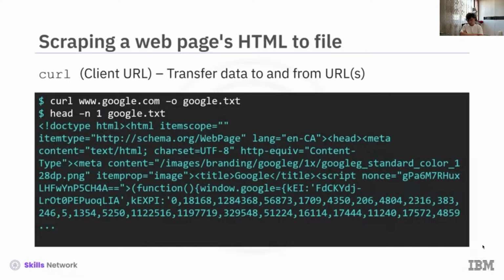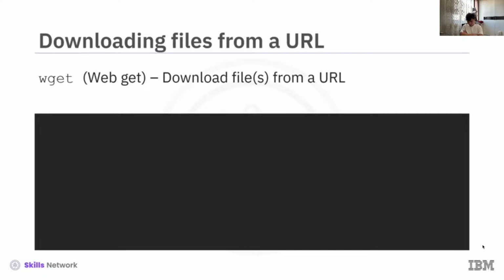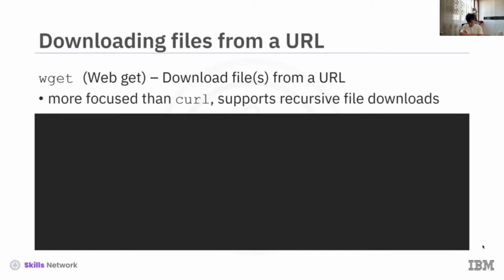Similar to curl, the wget command is used to retrieve files located at a URL. Wget is like curl in that it can retrieve a file located at a URL or the HTML code for a web page, but it's more specialized in its protocol support and has recursive downloading capabilities. This is useful when a URL might point to a folder that contains several files.